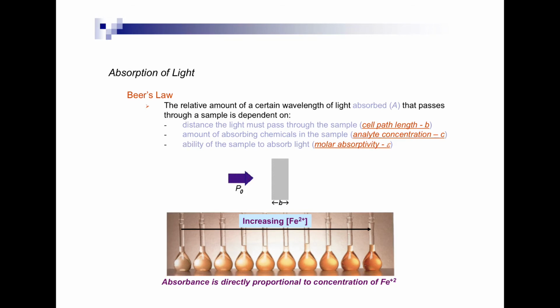Now, how much light something absorbs has a couple components. We're going to say that the light absorbed is A. And it is dependent on how much distance the light must pass through the sample. That's basically saying the thicker the sample, the more light that's going to be absorbed. Something else that we need to consider is the amount of absorbing chemicals in the sample. If the sample is more concentrated, it's going to absorb more light.